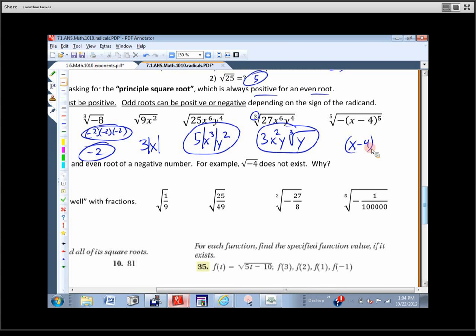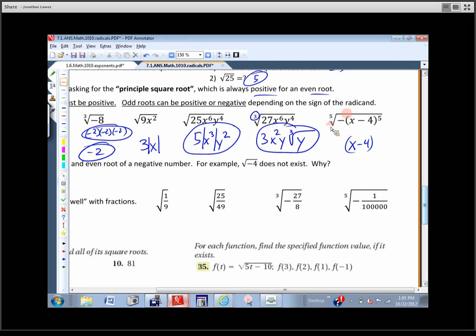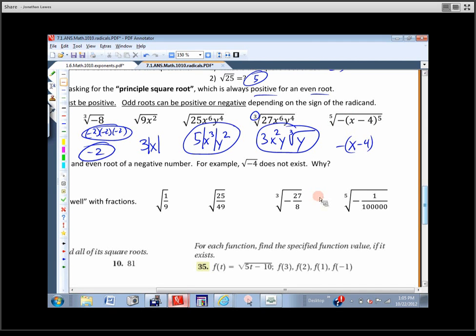How many say negative? How many say positive? Okay, we got a bunch of no votes. Thank you very much. It is negative, and here's why. Even though this isn't included, if you have a negative odd root, the answer's always going to be negative, and here's why.